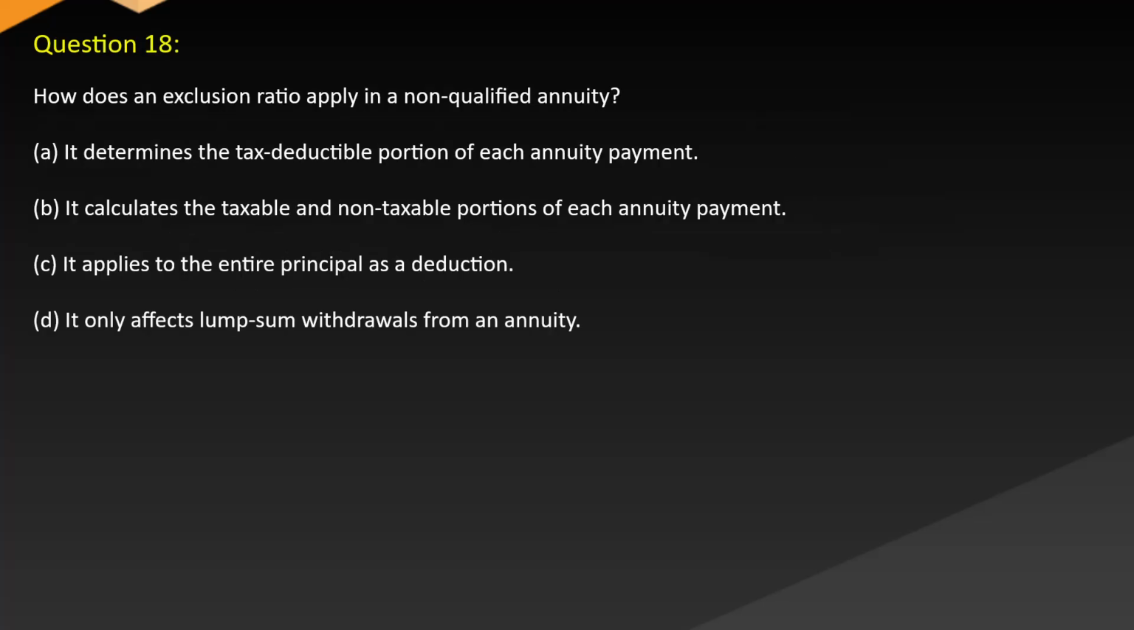Question 18. How does an exclusion ratio apply in a non-qualified annuity? A. It determines the tax-deductible portion of each annuity payment. B. It calculates the taxable and non-taxable portions of each annuity payment. C. It applies to the entire principal as a deduction. D. It only affects lump sum withdrawals from an annuity.